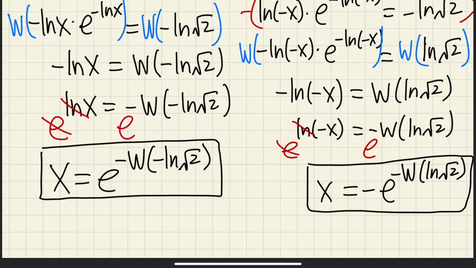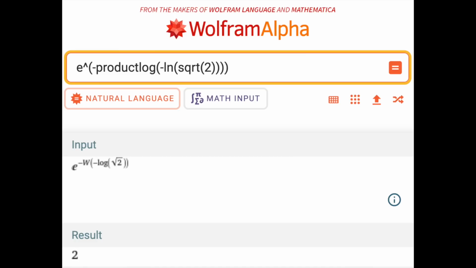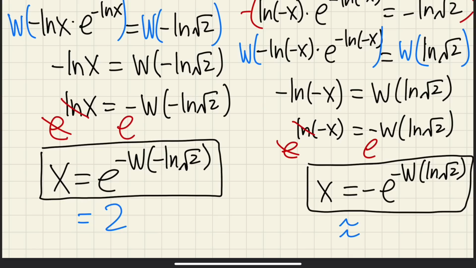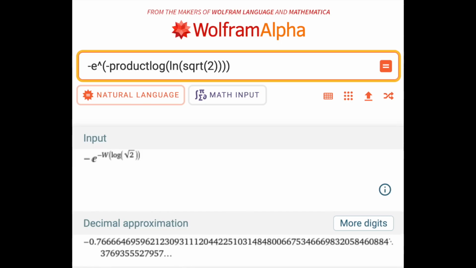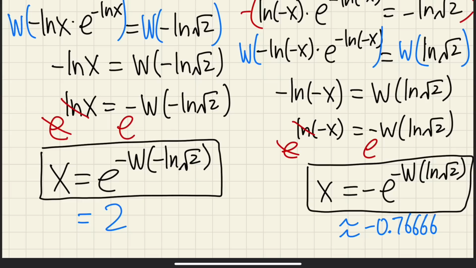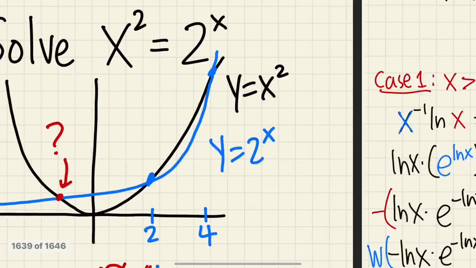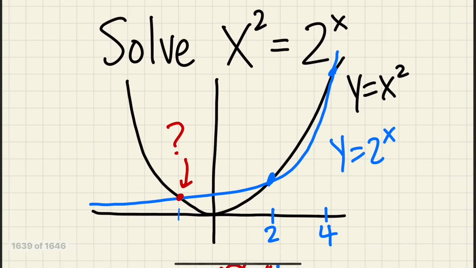Now, if you enter these expressions on WolframAlpha with the Lambert W function being the product log, for the first expression, we will get 2. And for the second expression, we will get about negative 0.76666. And then the next one's 4, and then 6, and so on. And this is the negative answer that we were talking about right here.